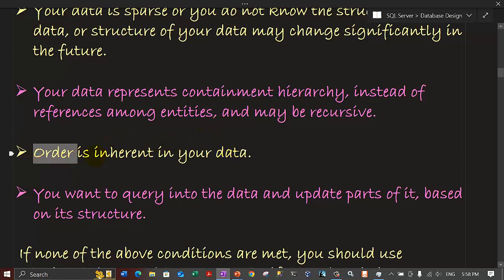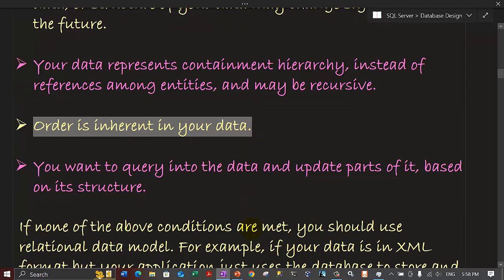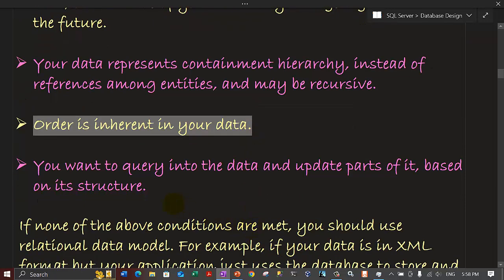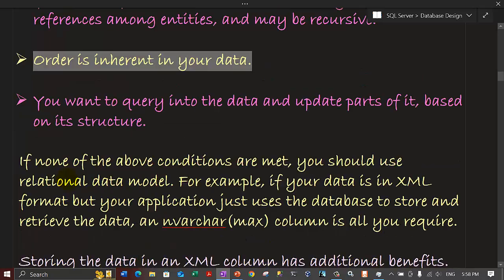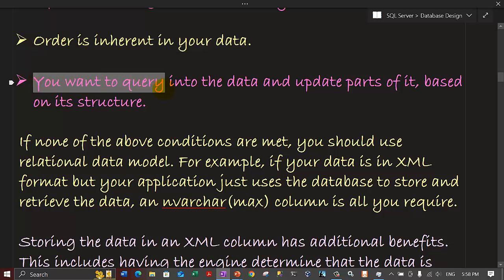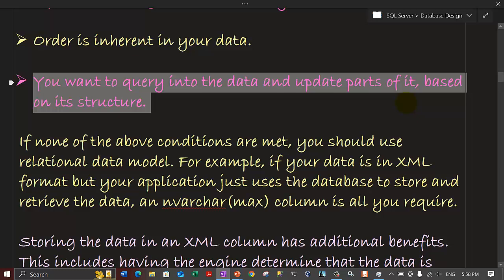Now the third situation could be if the order is inherent in your data. So if there is no order in your data, I think you should consider using the XML data model. And if you want to query into the data and update parts of it based on its structure.